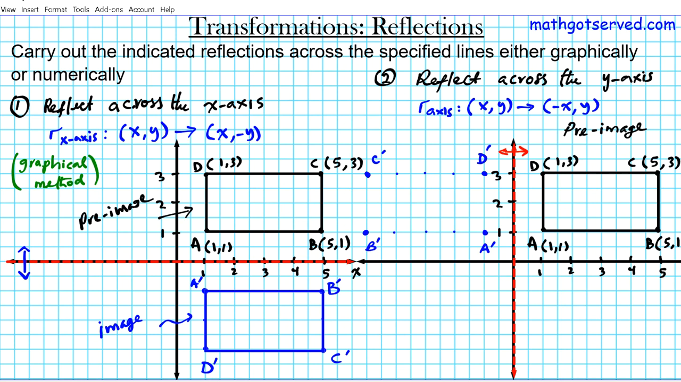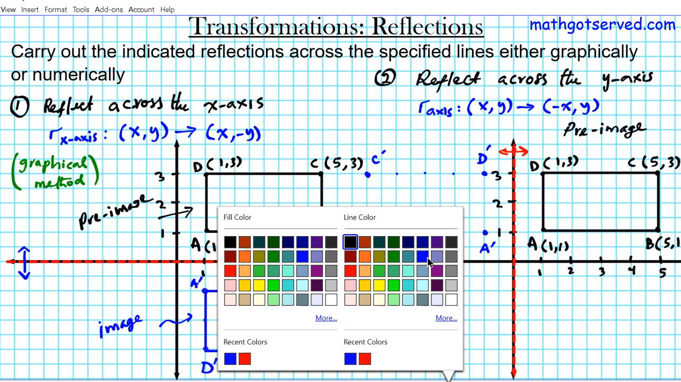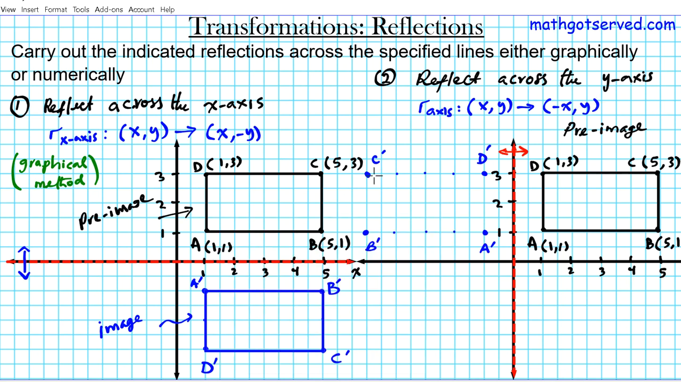Let's draw the outline of quadrilateral A prime, B prime, C prime, and D prime. We're going to make it blue. So starting from here. Bam. There goes the image under reflection across the y-axis. All right, so this is our image.